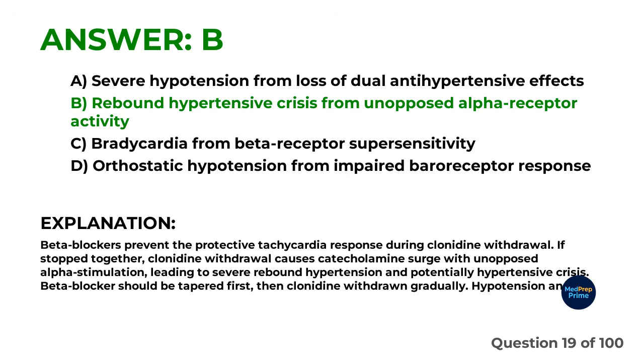Correct answer, B. Beta blockers prevent the protective tachycardia response during clonidine withdrawal. If stopped together, clonidine withdrawal causes catecholamine surge with unopposed alpha stimulation, leading to severe rebound hypertension and potentially hypertensive crisis. Beta blockers should be tapered first, then clonidine withdrawn gradually. Hypotension and bradycardia aren't the concerns with withdrawal. This is a critical safety interaction during discontinuation.